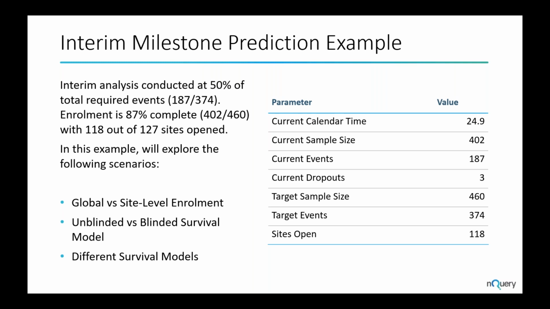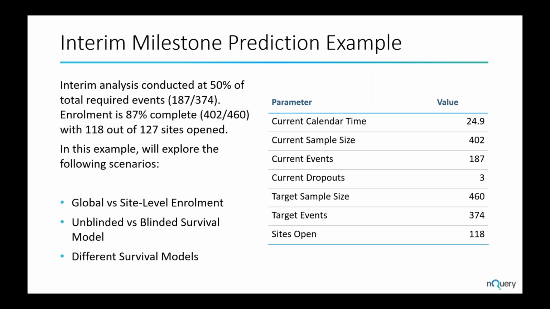Now, what we're going to do is use nQuery to make predictions via simulations about when the trial will end based on enrollment and events milestones. We'll examine the differences between using a global subject level enrollment process and a per site level enrollment process. We'll look at how unblinding the data would affect our predictions, and we'll also examine some different enrollment and survival models, like Weibull versus exponential, say, to see which is the most appropriate fit for this data.